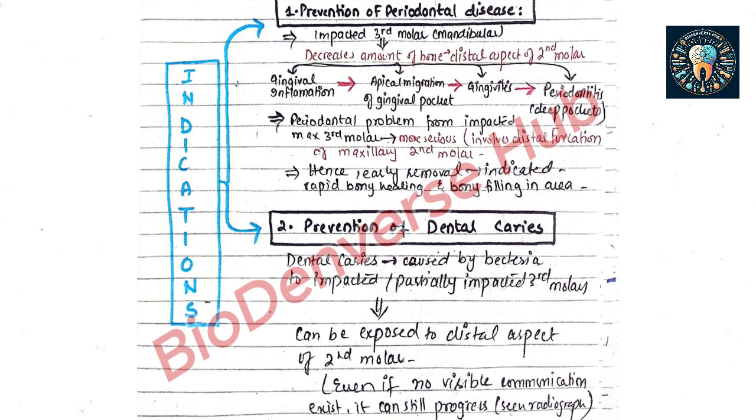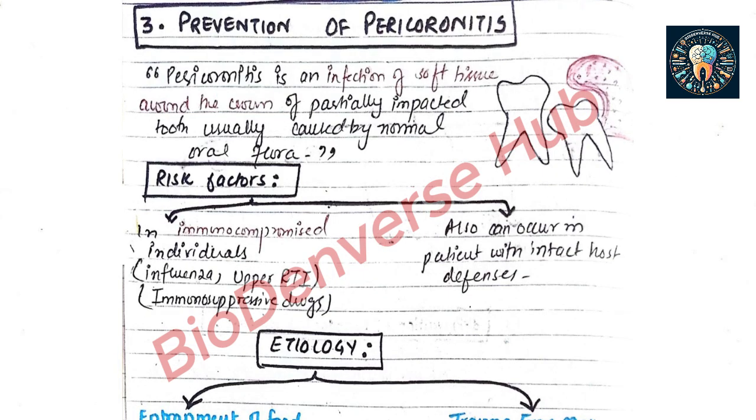Now, the third most common indication for the removal of impacted tooth is the prevention of pericoronitis. So we will be discussing pericoronitis in a bit more detail in this video. So first of all, let us discuss what pericoronitis basically is. It is the infection of the soft tissue around the crown of the partially impacted tooth, usually caused by the normal oral flora. What are the risk factors? It is most common in the immunocompromised individual, in influenza or upper respiratory tract infection, or in patients that are on immunosuppressive drugs. It can also occur in patients with intact host defenses.